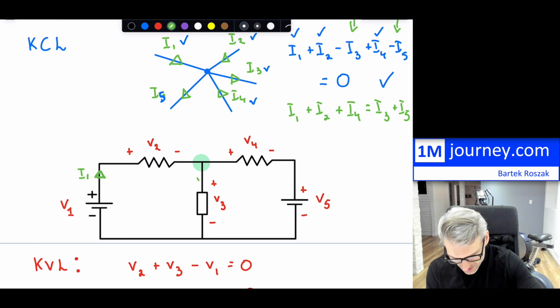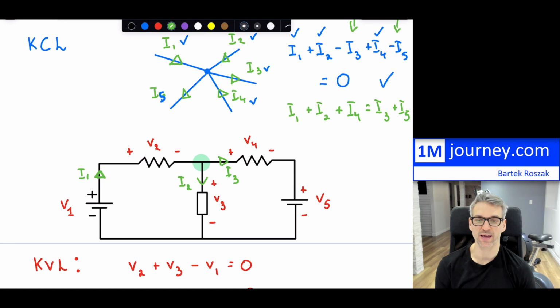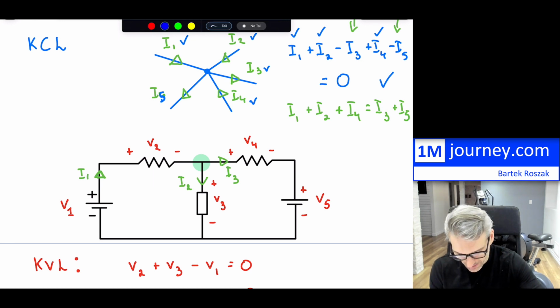Okay, let's imagine that this is going to be my current I2, which is flowing out. And for the sake of this example, assume that this is my current I3, which is going to be flowing in this way. And notice, once you make that assumption, that current is going to be flowing all the way into here, right? This current is going to be flowing through here, and it actually flows through here.